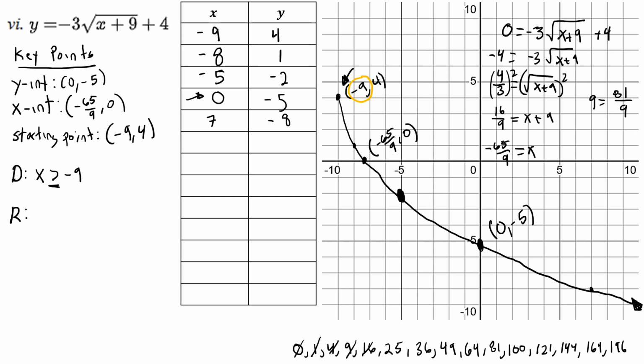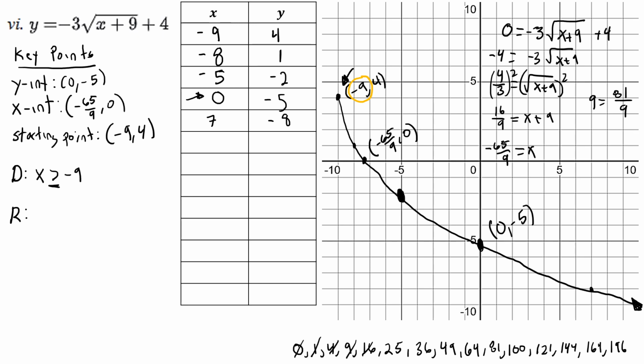Now the range is the set of all possible outputs. So what kind of y values graphically exist on the graph, or what are my possible outputs I can get algebraically? Graphically, I look vertically up and down. I ask myself, does this graph go up and down forever?